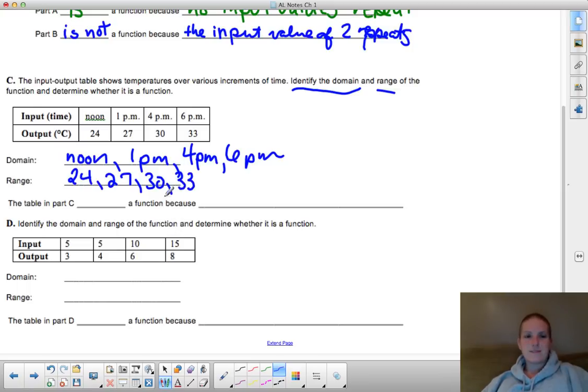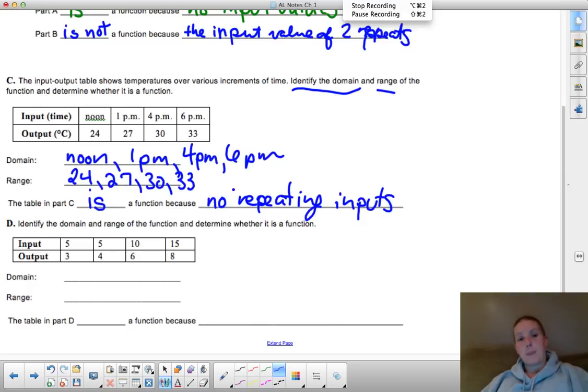The table in part C, is this a function? 4 different x values. So there's no repetition. So yes, it is a function because there are no repeating x values, no repeating inputs. Would you please take a moment now and pause, try part D, and see how you answered.